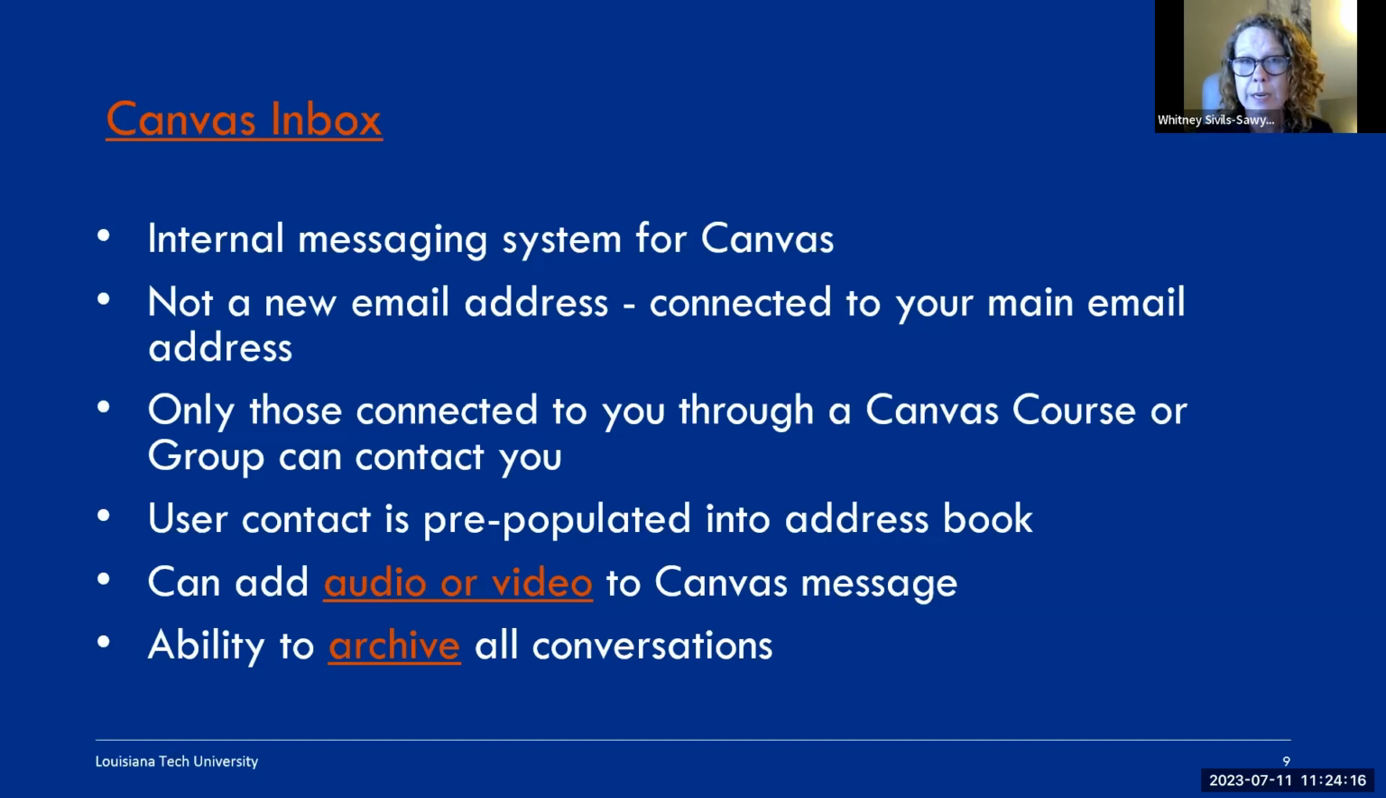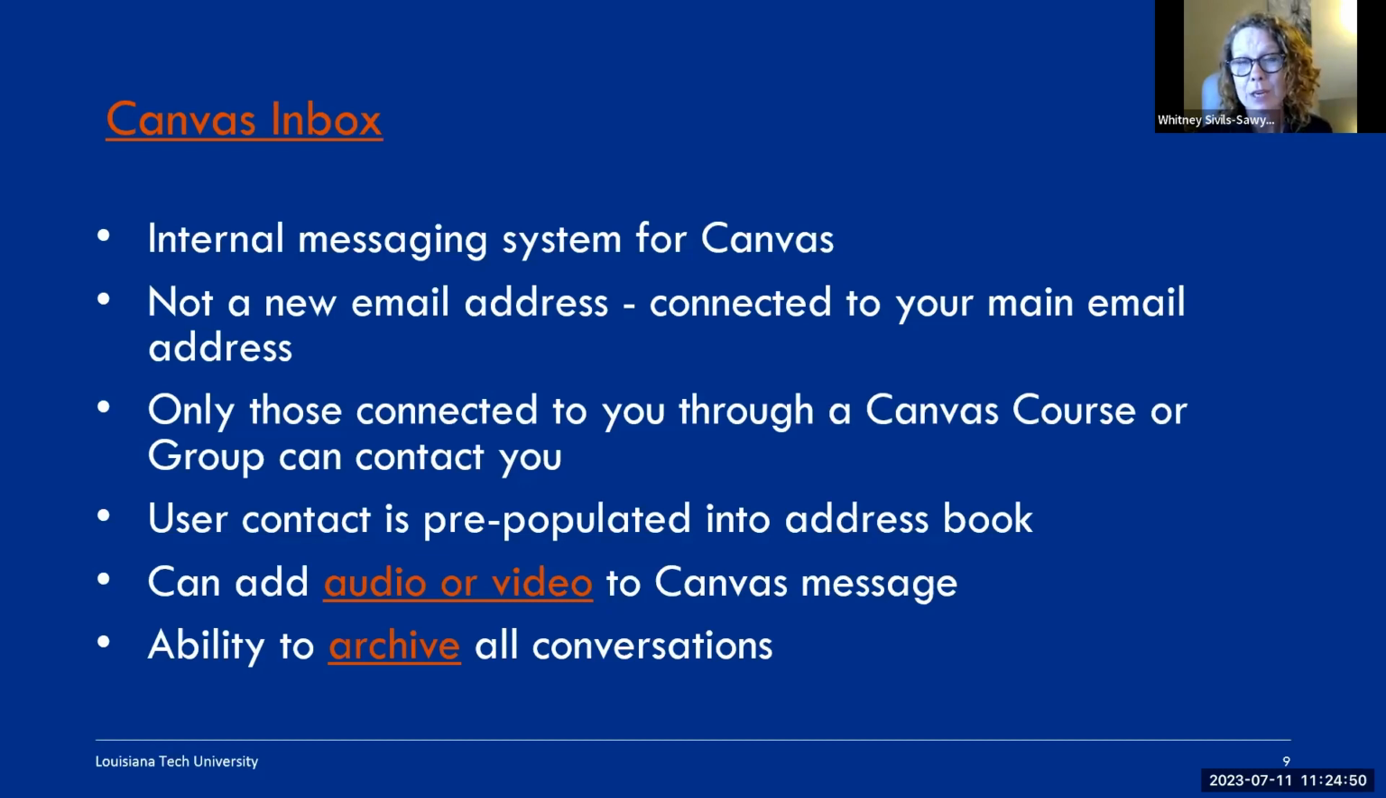Only those that you are connected to through a Canvas course or a Canvas group can contact you through the inbox. This means that people can't just look you up in the LMS, send you a message, and then get a hold of you. They have to have some connection through the LMS in order to contact you. Handily, user information is pre-populated into the address book, so you don't need to know somebody's email address. You just start typing the username and it will direct that to the correct person.